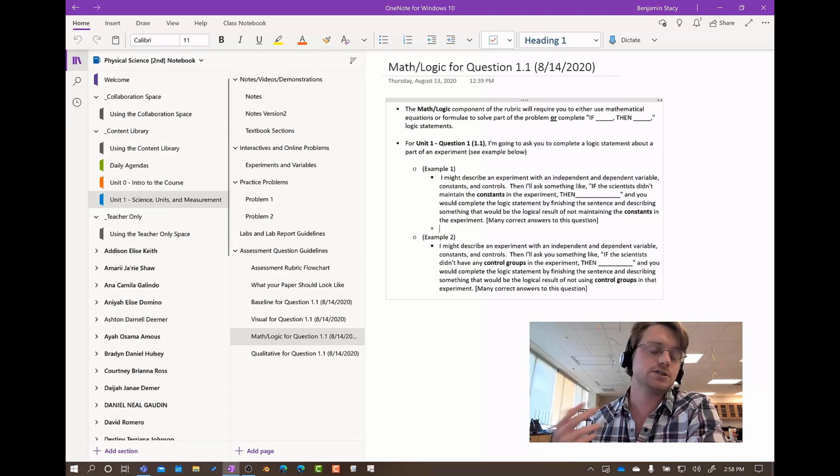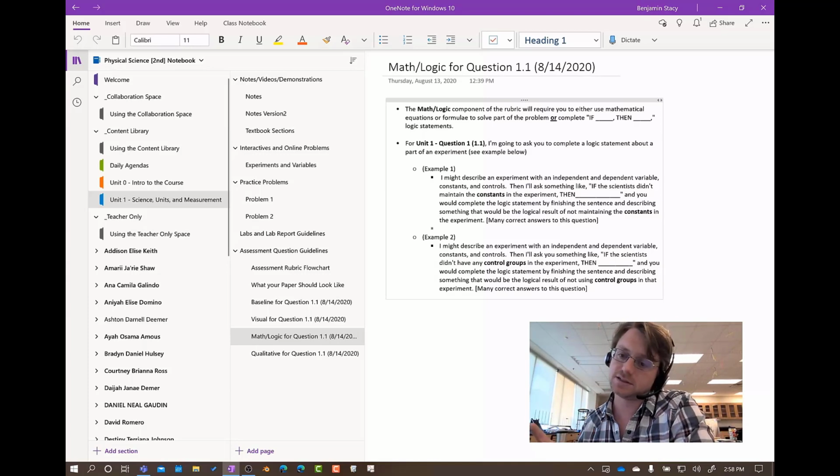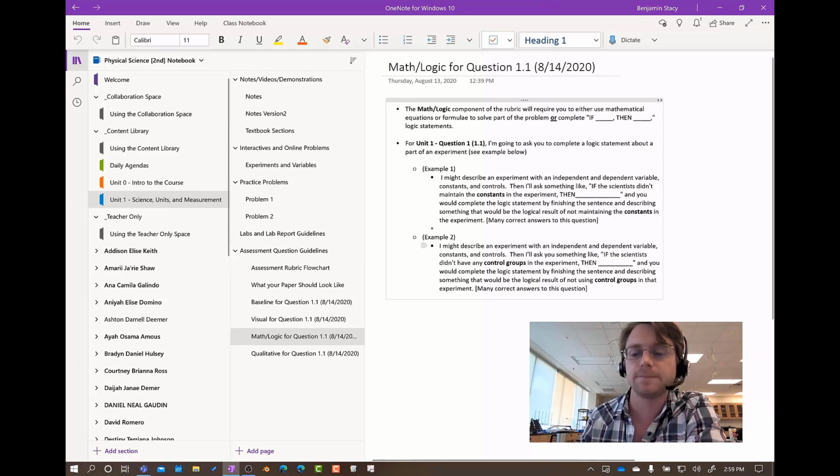So I paint you a scenario. I paint you a picture of scientists conducting an experiment. And then I say, if this were to happen, or if the scientists did this, then, and you fill in the rest. What would be a logical conclusion if that thing happened? Like in my examples that you can read here, which would be, I think, the exact examples or something like that with the questions you're actually going to get.